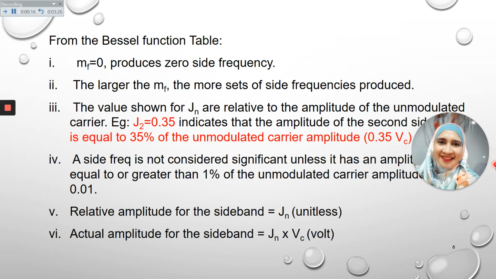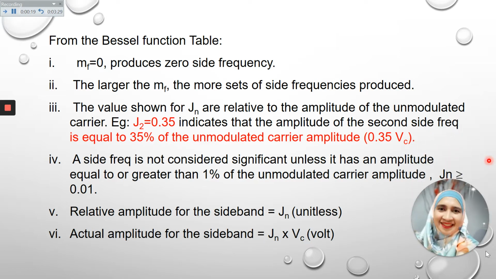The values shown for Jn are relative to the amplitude of the unmodulated carrier. For example, if J2 is equal to 0.35, it indicates that the amplitude of the second side frequency is equal to 35% of the unmodulated carrier amplitude, which is 0.35 Vc. A side frequency is not considered significant unless it has an amplitude equal to or greater than 1% of the unmodulated carrier amplitude. Your Jn is bigger than or equal to 0.01.